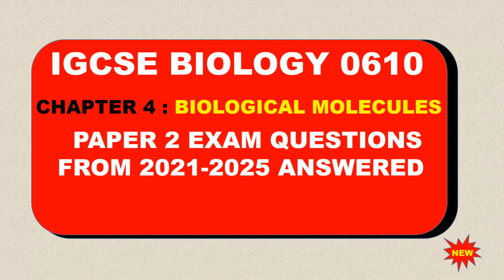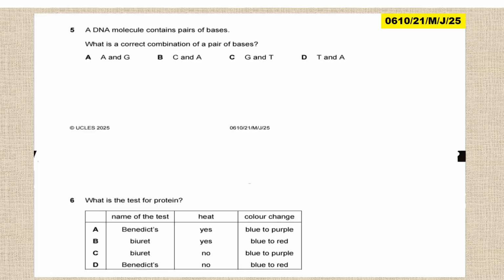As you can see, IGCSE Biology 0610, chapter 4, Biological Molecules, paper 2 exam questions for extended, which is multiple choice from the year 2021 to 2025. So we are going to answer the questions. This is the first question, coming from paper 2, variant 1, May/June 2025, question 5. A DNA molecule contains pairs of bases. What is the correct combination of pairs of bases?